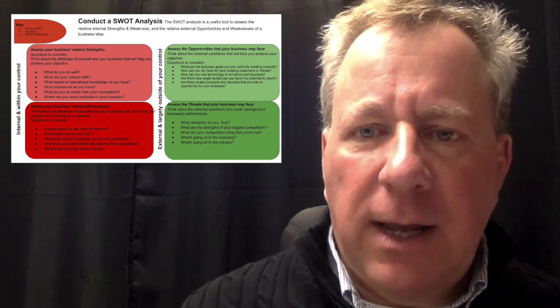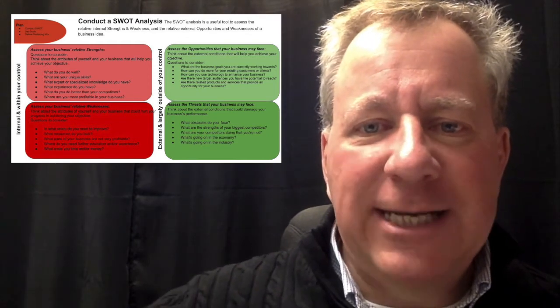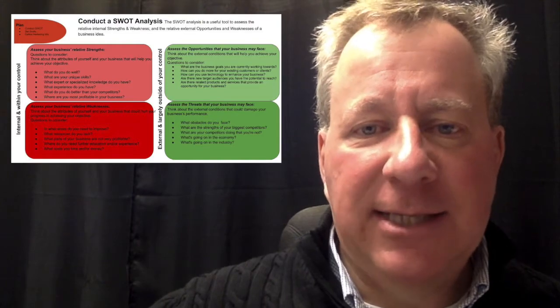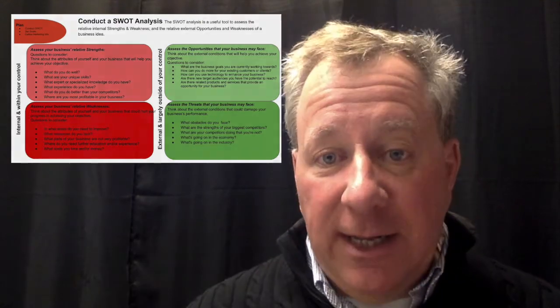What you need to be able to do is predict or anticipate the threats and plan against them. Okay, that's a SWOT analysis. So now that you've got the SWOT analysis done, you know what your strengths and weaknesses are, what some of the potential opportunities are, and what some of the potential threats are. And from having done that, you should be able to set some goals.